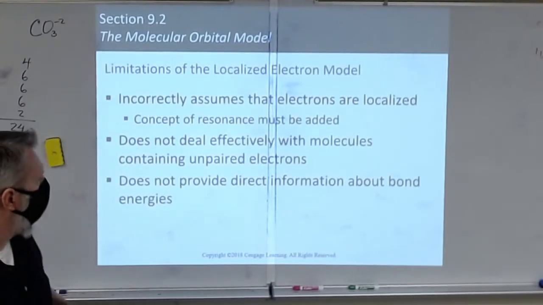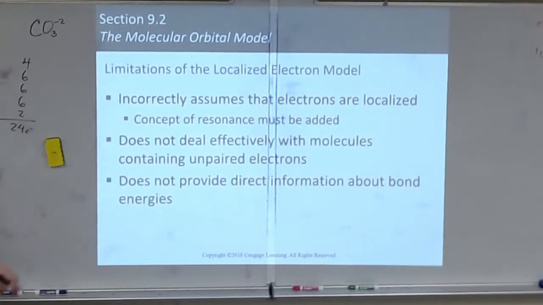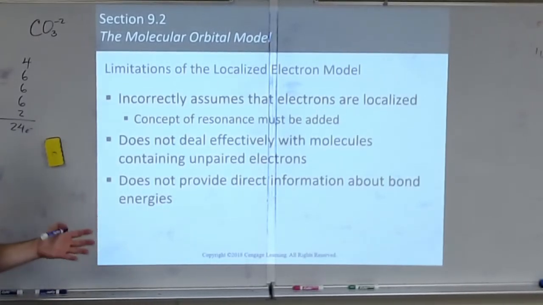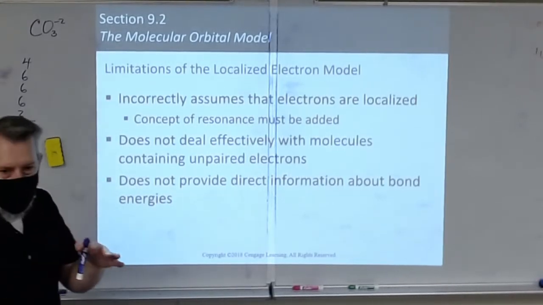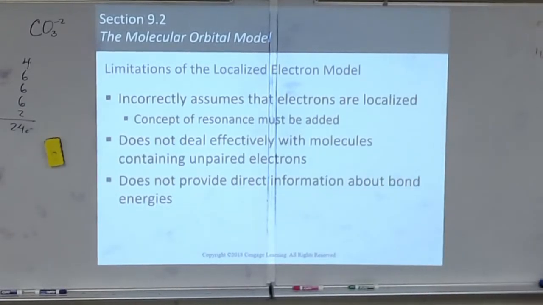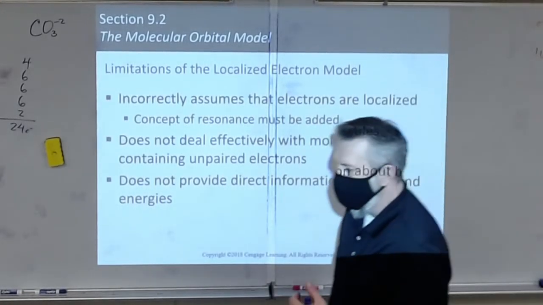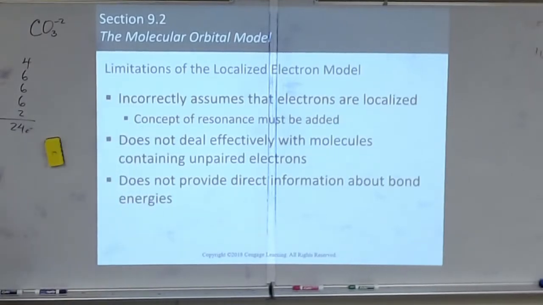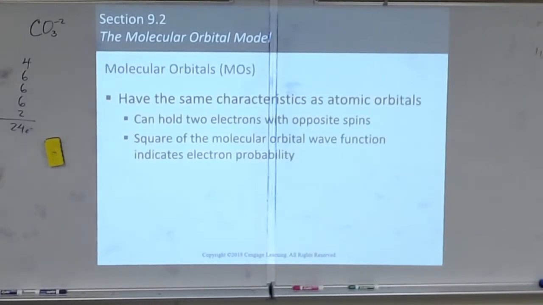Anyway, the localized model has some issues, all right? It doesn't deal effectively with molecules containing unpaired electrons. Thankfully, you're not going to have to worry about that. And it doesn't really provide us direct information about bond energies. We kind of infer that. We talk about things being, relatively speaking, a double bond, triple bond, single bond, right? It doesn't really help us out with that. So there is another model. I'm going to blaze through it pretty quickly. Hopefully we'll finish this. Okay.